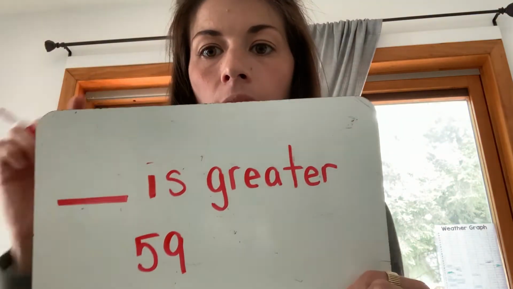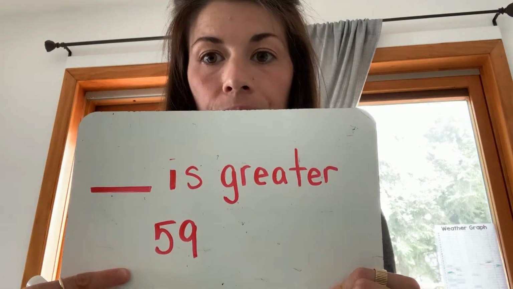So I started today with just going over some simple review questions of things and concepts that we've learned since September. My first question was, what number makes the sentence true? And the sentence was, blank is greater than 59. So I'm looking for a number that is greater than 59. That means that the number that I'm thinking of needs to be larger or more than 59.